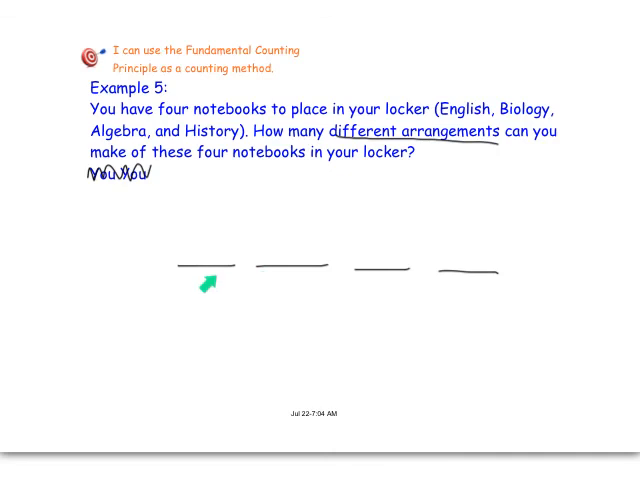This is really an introduction to the next part of our lesson, but you can certainly come up with the answer by using what you learned today about the fundamental counting principle. You should have an attempt made on this problem, bring with you to class tomorrow. And hopefully this lesson has helped you to accomplish our learning target. I can use the fundamental counting principle as a counting method. See you in class.